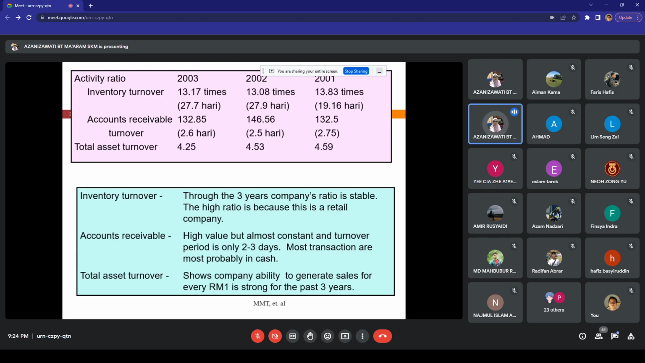And this is for inventory turnover, account receivable and total turnover. So you can see for inventory turnover, 13.17, 13.08 and 13.83. That is almost stable, there is not much change. So the high ratio is because this is a retail company. So you have to refer to your company.